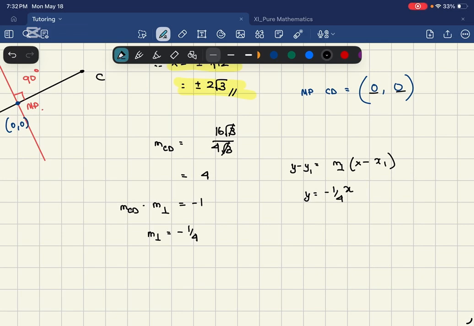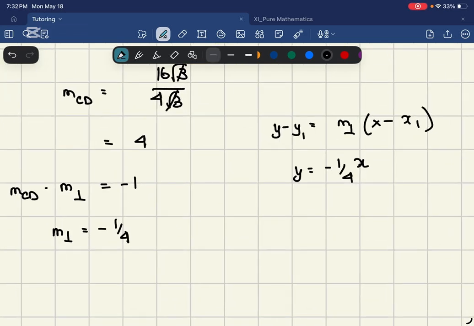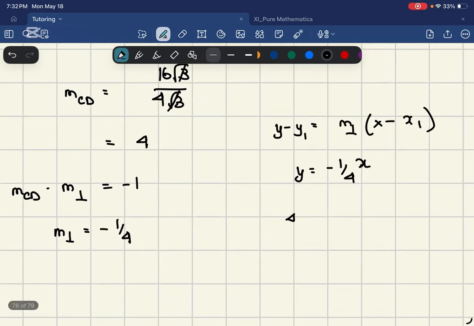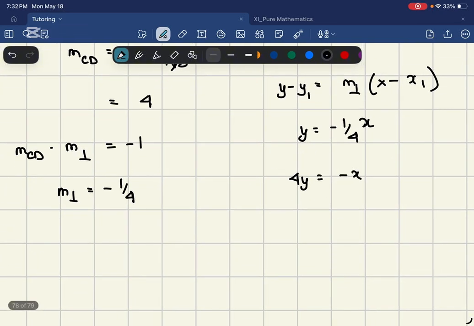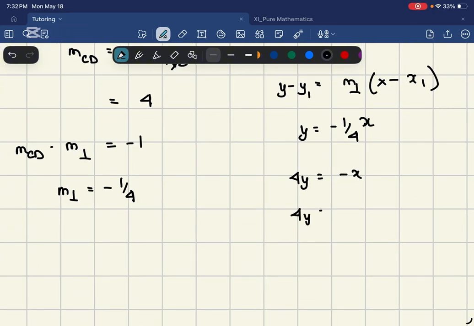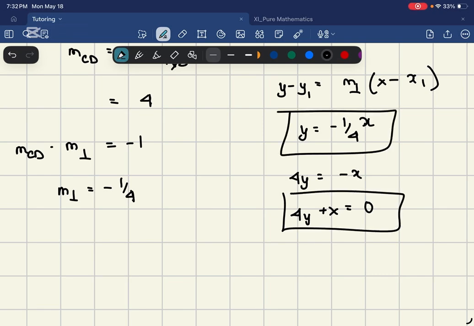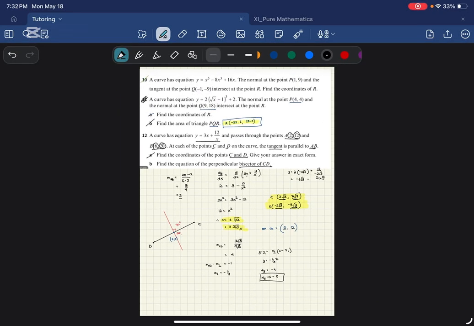So I hope this made sense. But you can also rewrite it as 4y is equal to -x, right? If you multiply by 4, so 4y plus x is equal to 0. Or this is the same thing. We are done with question 12.